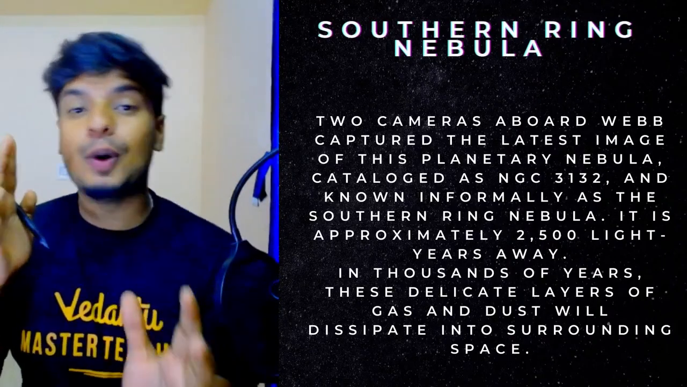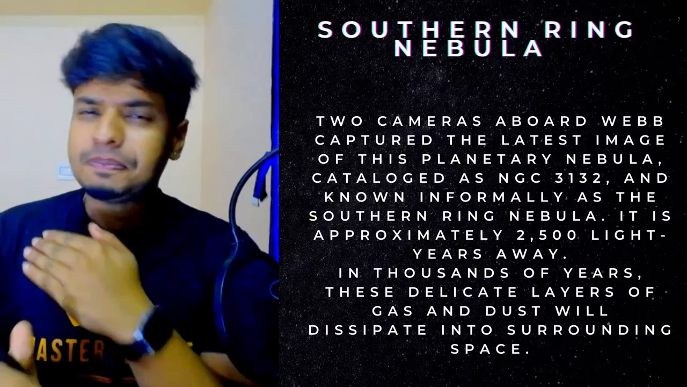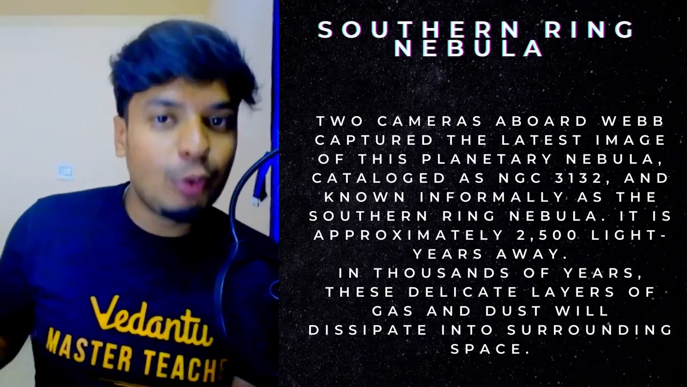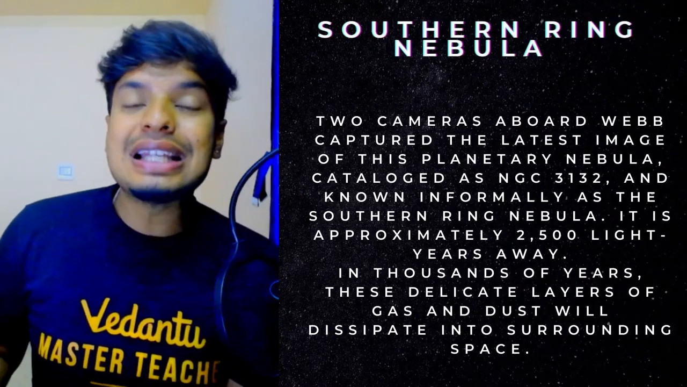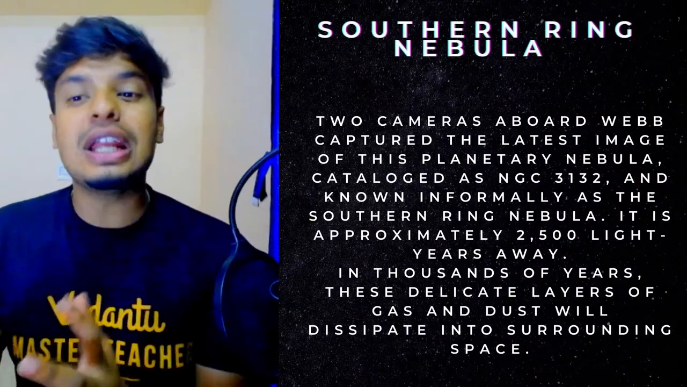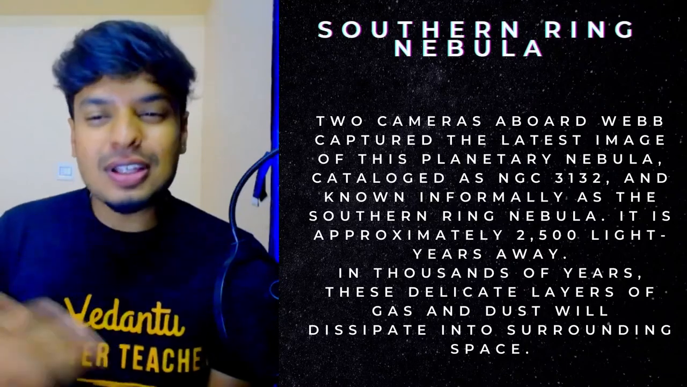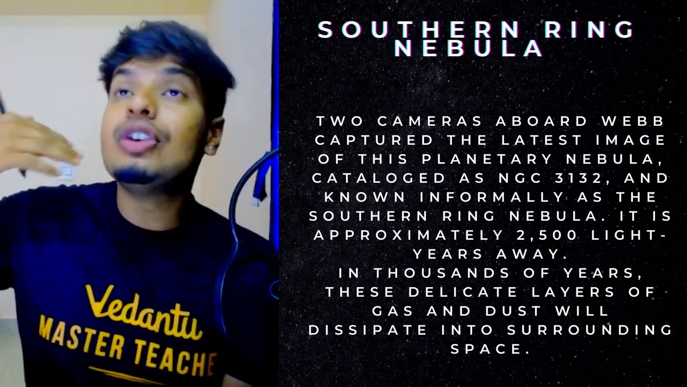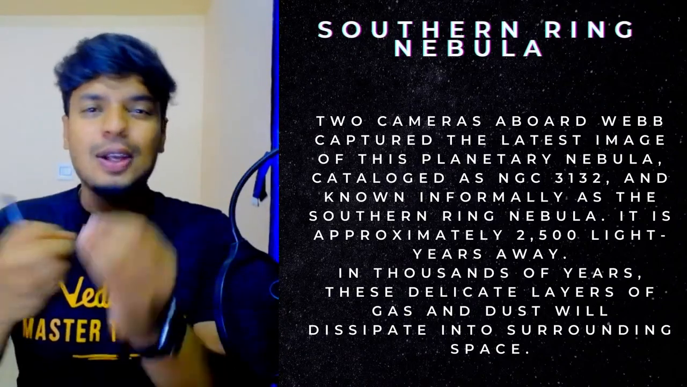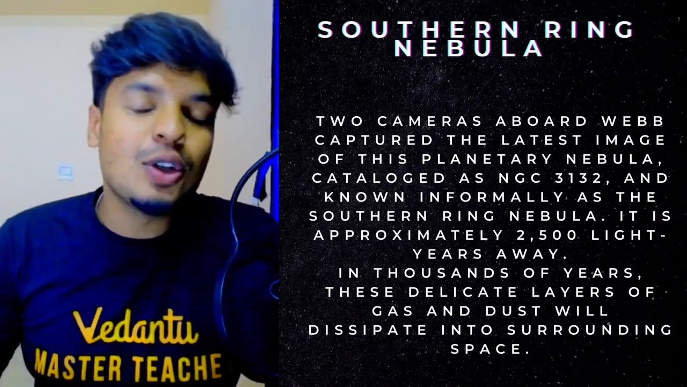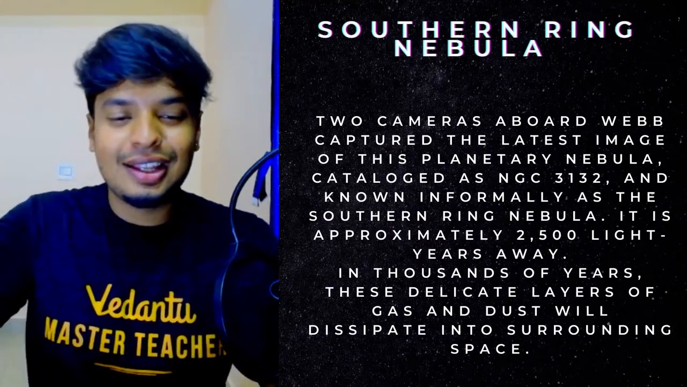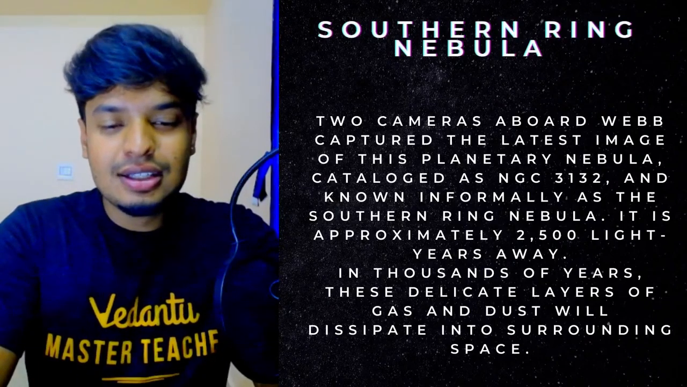There are two cameras on the James Webb telescope, which captured the latest image of a planetary nebula. It's a nebula again, cataloged as NGC 3132 and known informally as the Southern Ring Nebula. It is approximately how far? 2,500 light years away. And in thousands of years, these nebulas are going to turn into dust. But good that we saw it right now. And it looks like this.